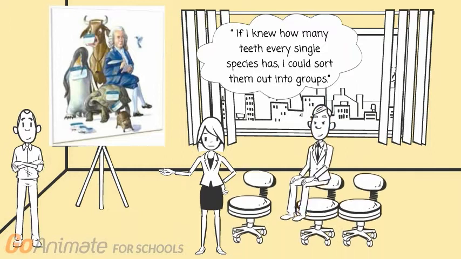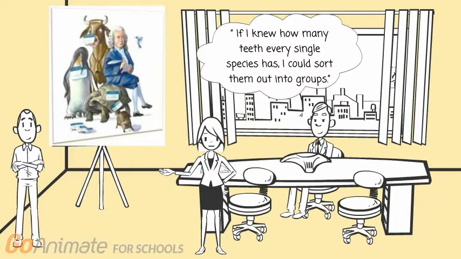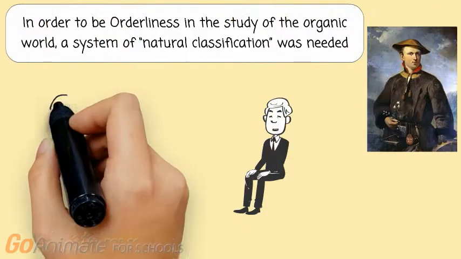He constantly asked his students to bring various specimens to study and describe, but he gained in popularity mostly with his excursions into nature. The story goes that on one such trip, he met a donkey. It bared its teeth at him, and he said, "If I knew how many teeth every single species has, I could sort them out into groups."